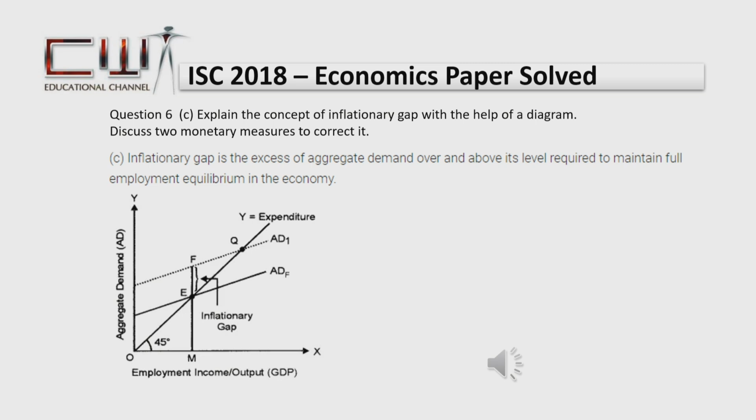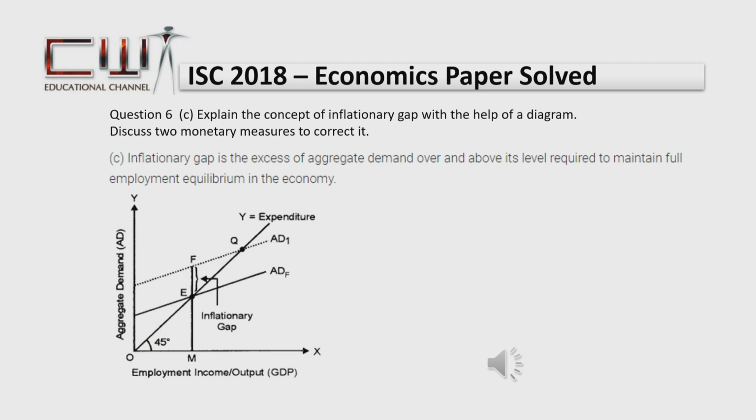Explain the concept of inflationary gap with the help of a diagram. Discuss two monetary measures to correct it. Inflationary gap is the excess of aggregate demand over and above its level required to maintain full employment equilibrium in the economy. In the diagram, we take the aggregate demand AD on the y-axis and the employment, income or output, that is the GDP, on the x-axis.